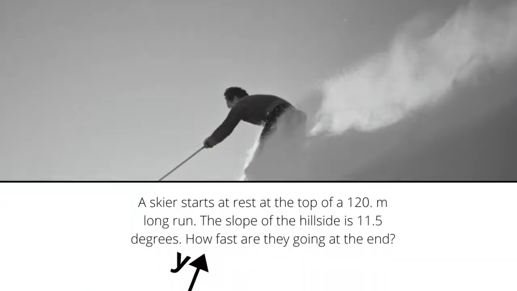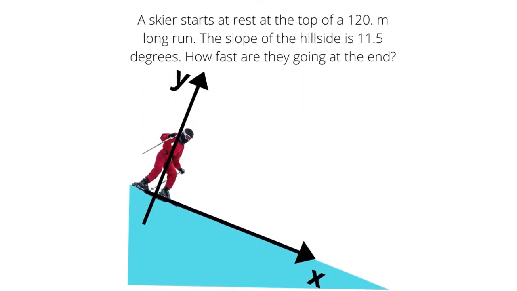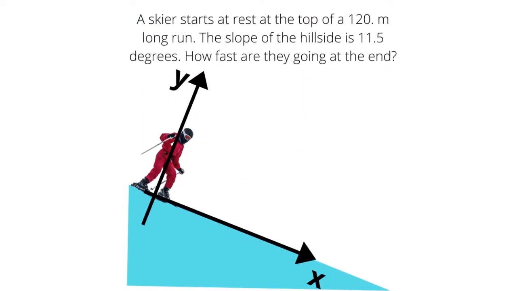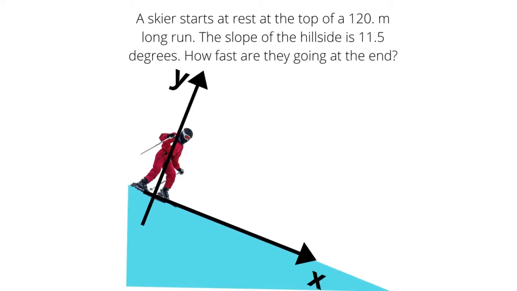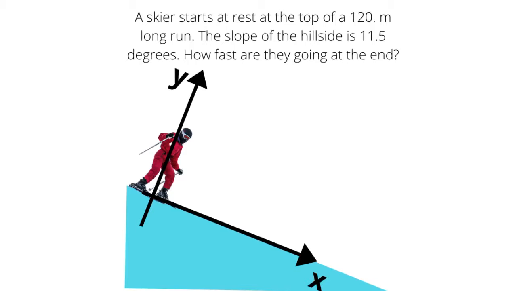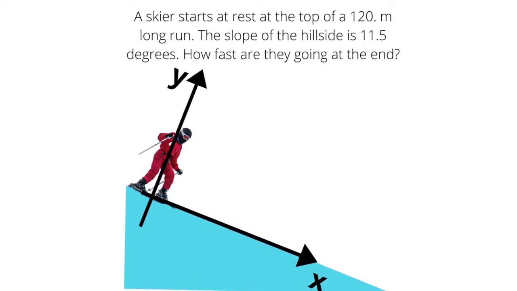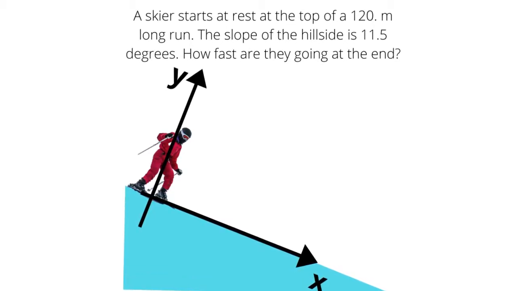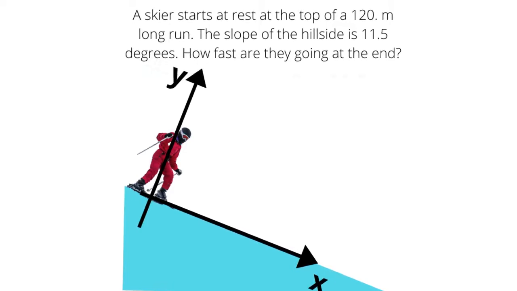Let's look at an example. A skier starts at the top of a 120 meter long run. The slope of the hillside is 11.5 degrees. We want to know how fast they're going at the end. The first step is going to be to find the acceleration given the angle. Pause the video and see if you can do that now.